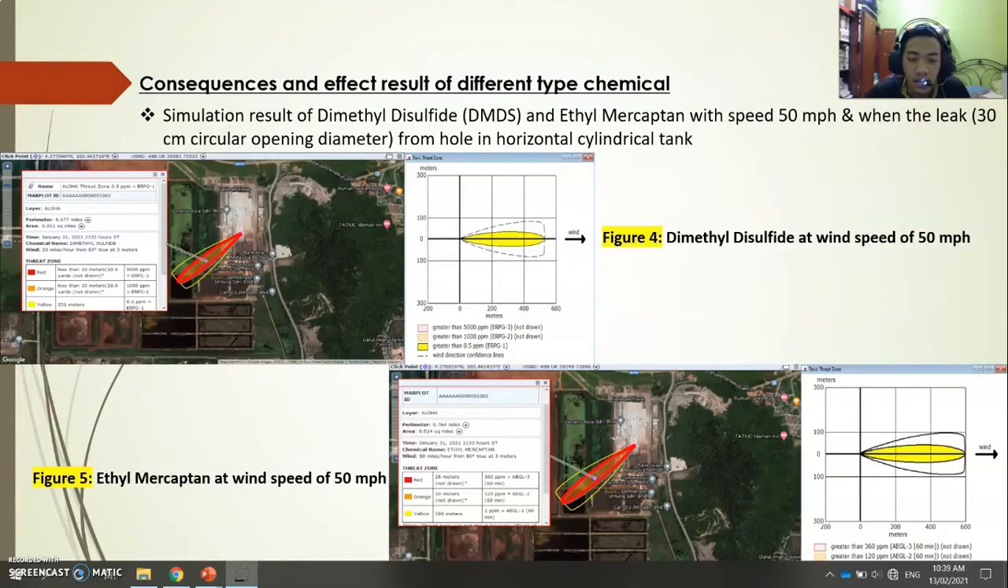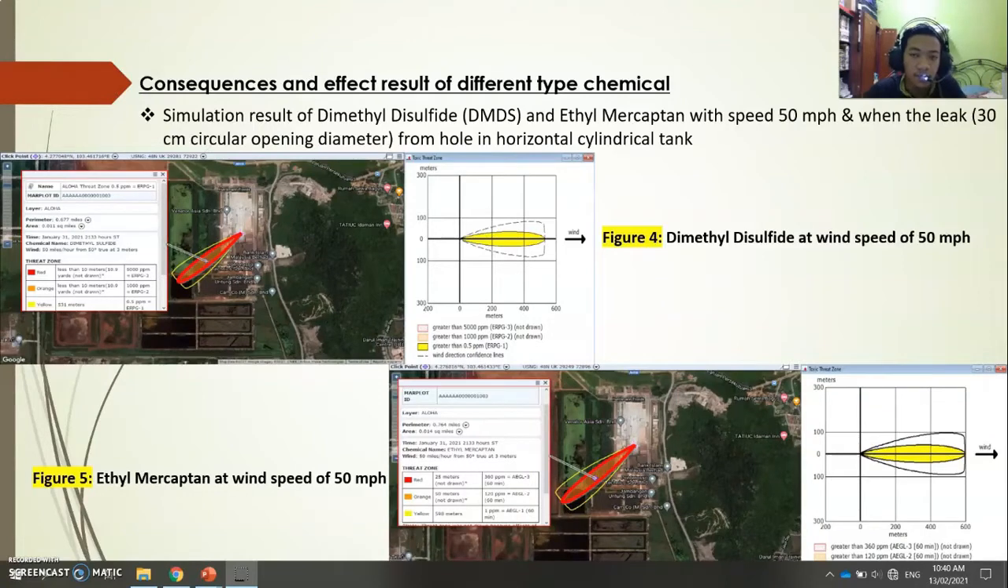The consequences and effect result of different types of chemical. The simulation result of dimethyl disulfide and ethyl mercaptan with speed of 50 miles per hour, when the leak is a 30 cm circular opening diameter from a hole in a horizontal cylindrical tank, is shown in figure 4 and figure 5. Assuming atmospheric wind direction from 50 degrees, measurement height above ground is 3 meters, ground roughness is urban or forest, cloud cover is clear, at temperature 30 degrees and no temperature inversion, and the relative humidity is 5% when the dimethyl disulfide and ethyl mercaptan leak. The diffusion ppm of DMDS and ethyl mercaptan was divided into 3 categories: greater than 0.5 ppm yellow, greater than 1000 ppm orange, and greater than 5000 ppm red.